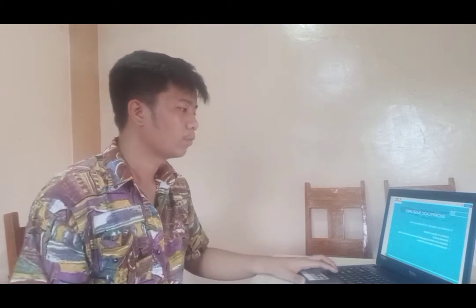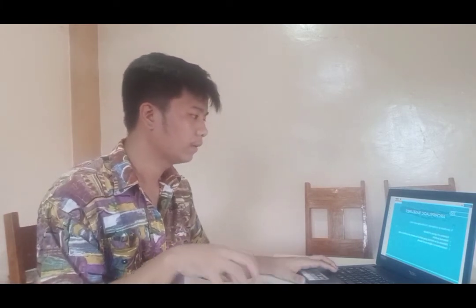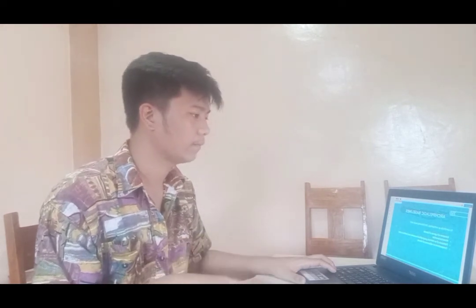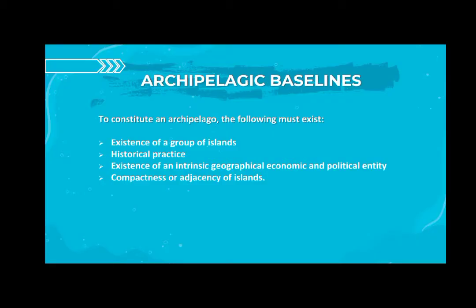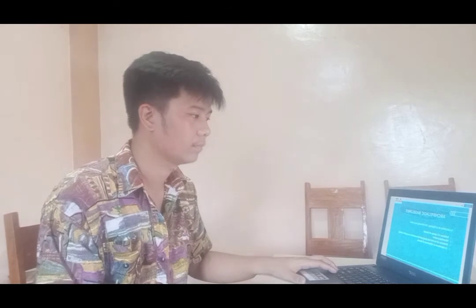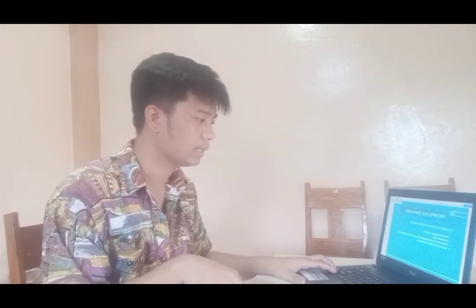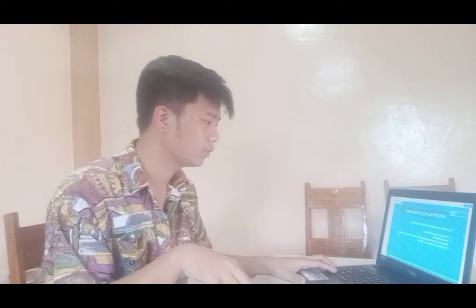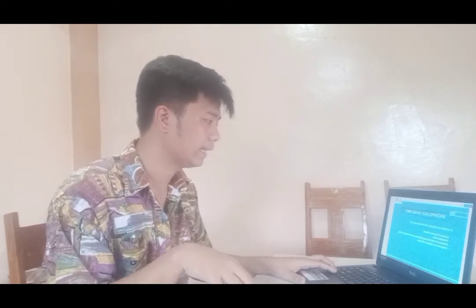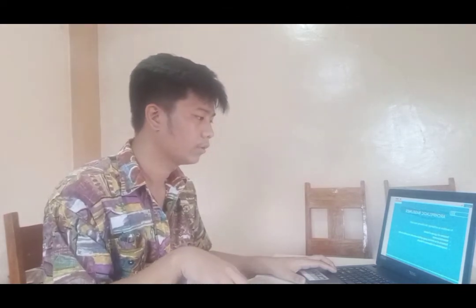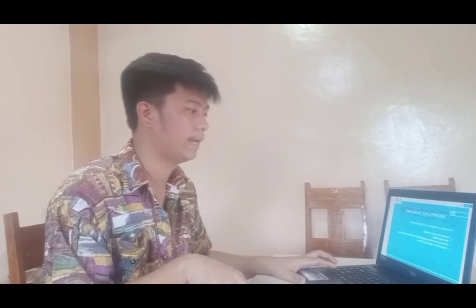The following constitute an archipelago, the archipelagic baseline. First is the existence of a group of islands. Second, historical practice. Third, existence of an intrinsic geographical, economic, and political entity. Number 4, compactness or adjacency of islands. And there are two kinds of archipelago.